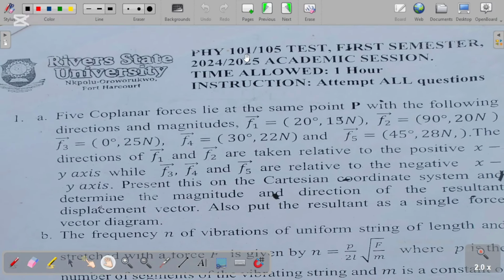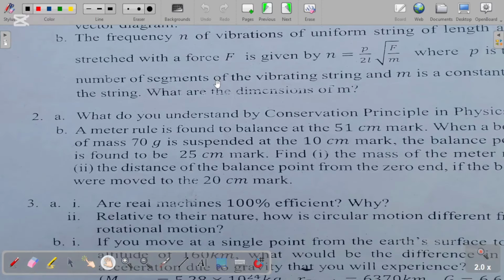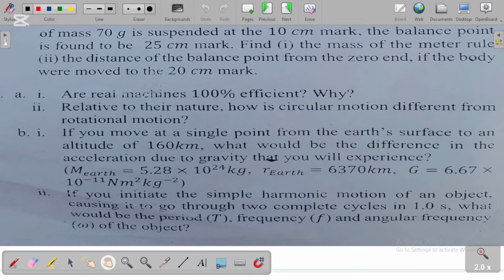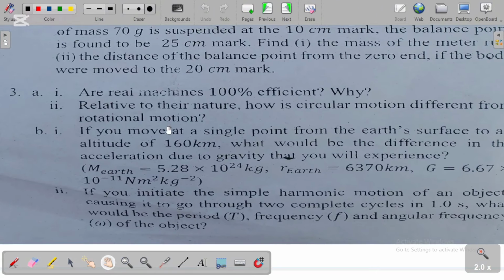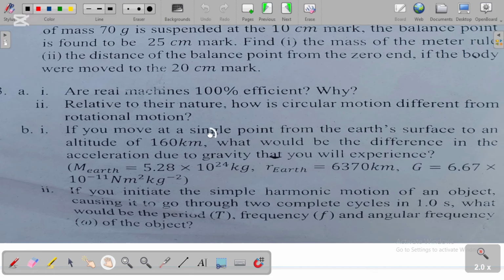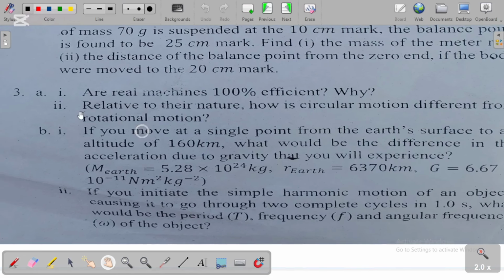This is the Physics 101/105 test, first semester, 2024/2025 academic session. The time allowed is 1 hour. The instruction is to attempt all questions. We have about 3 questions here, but in this class, we are going to solve only one. Then in our next class, we will solve the remaining.